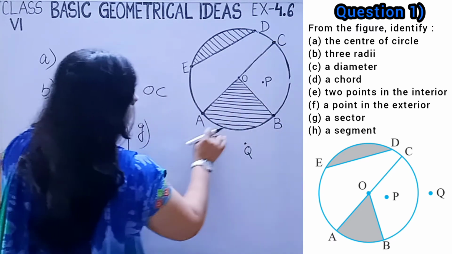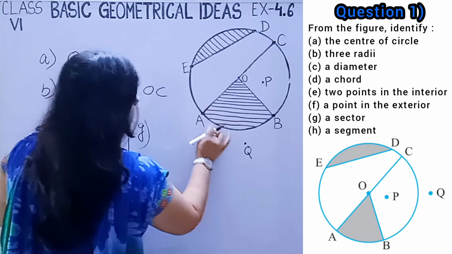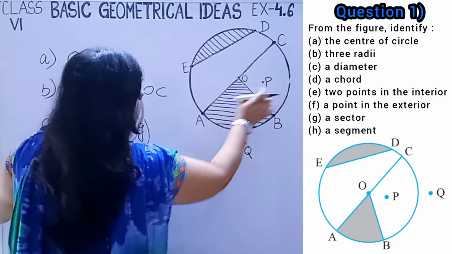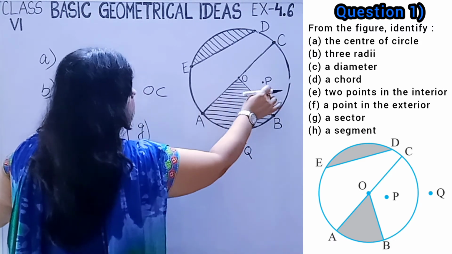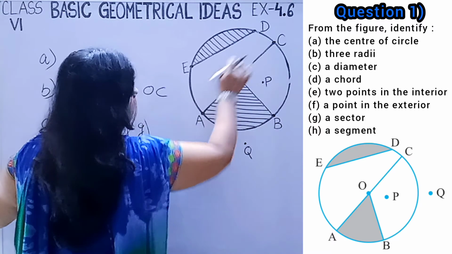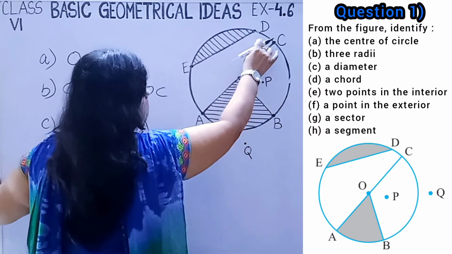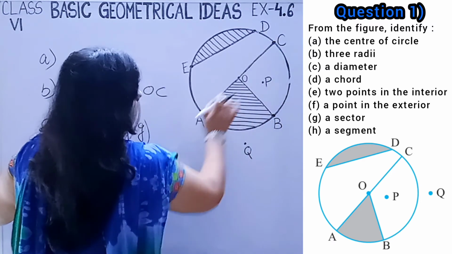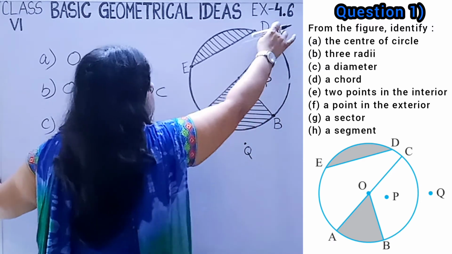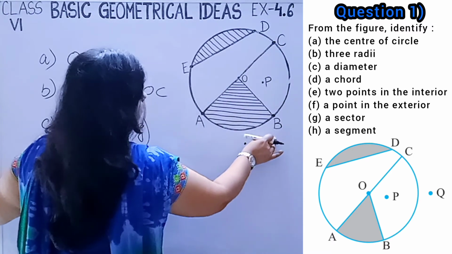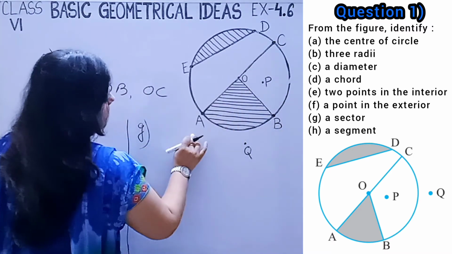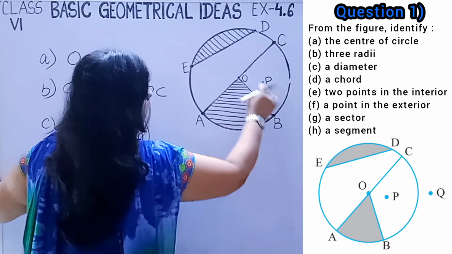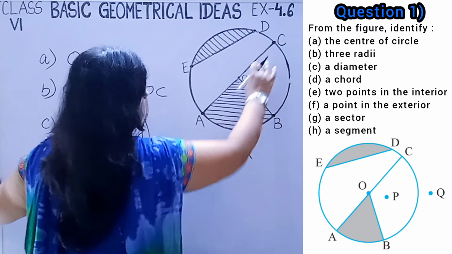Enclosed by an arc on one side. Here, this is one side. Here, and a pair of radii on the other two sides. These are radii, OC, OB. So this is also a sector. So the name of the sector is COB and one more BOA. So AOB is a sector, BOC also a sector.